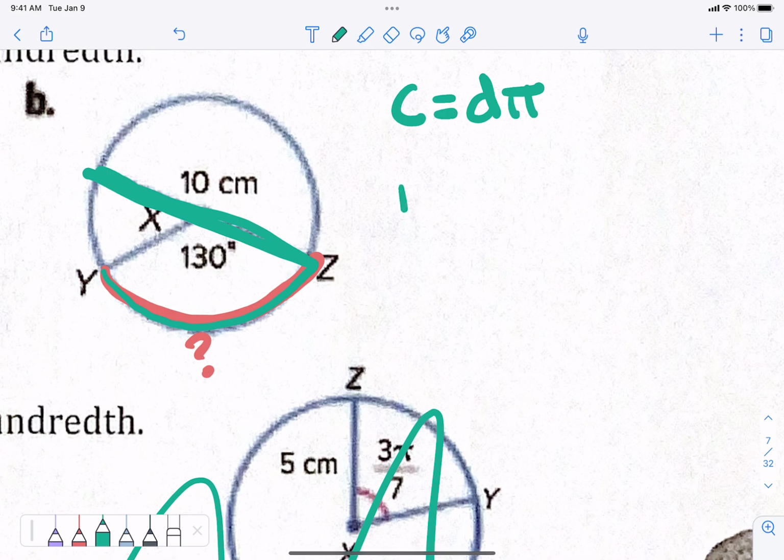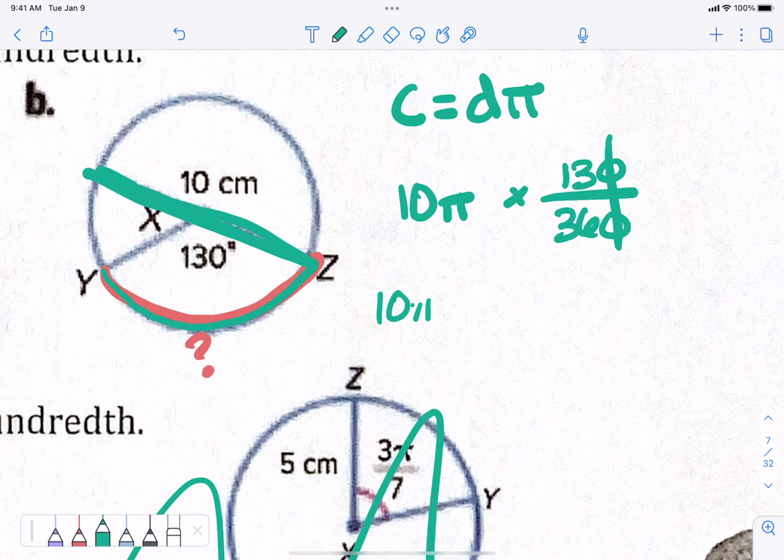So if I were to find the entire circumference, I would take the diameter times pi. They're giving me the diameter, which is 10 pi. But I don't want the whole circle. I only want a fraction of it. What fraction? 130 out of 360. Now you can knock the zeros off if you want and just take it times 13 over 36 if you want to do less stuff on your calculator. But you can take 10 pi times 13 divided by 36 and you get something. What'd you get? 11.34.